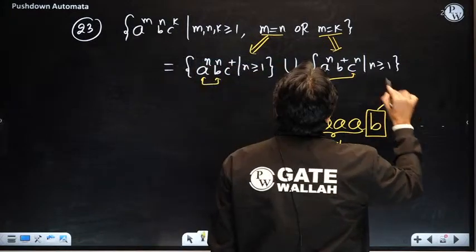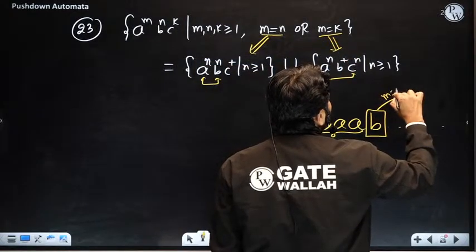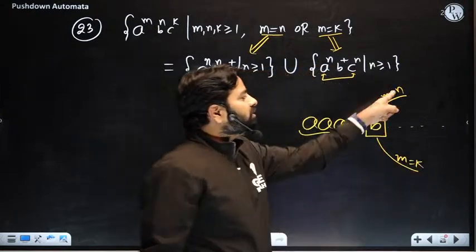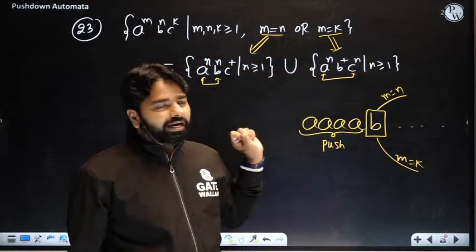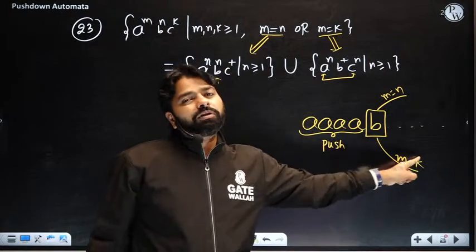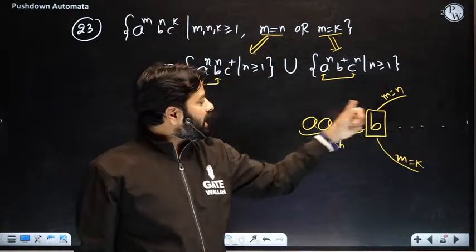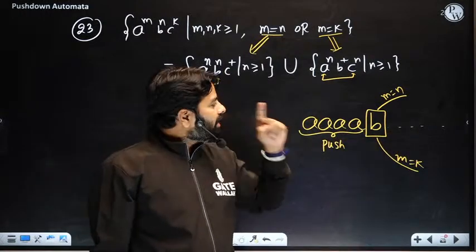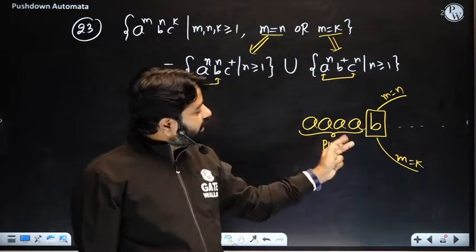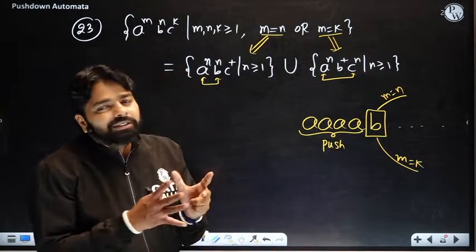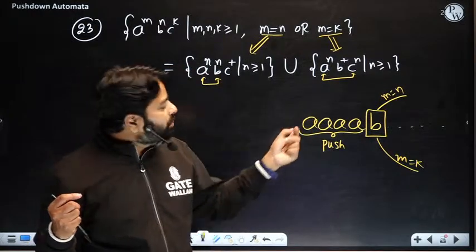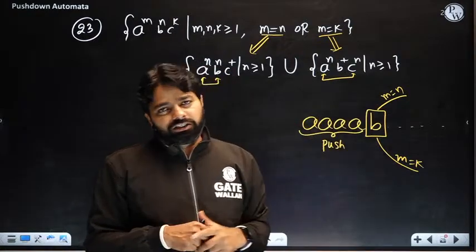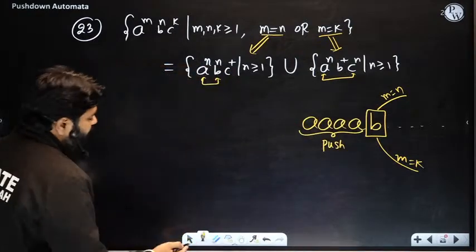Should I ensure the m equals n condition or the m equals k condition? If m equals n, every B I will pop one A. If m equals k, I will skip all the B's, then every C I will pop A. So I don't know whether every C or every B should pop A. Here the confusion happens, so deterministically it is not possible. You have to take two different paths to cover these two conditions. Okay, now let's see how to cover it.